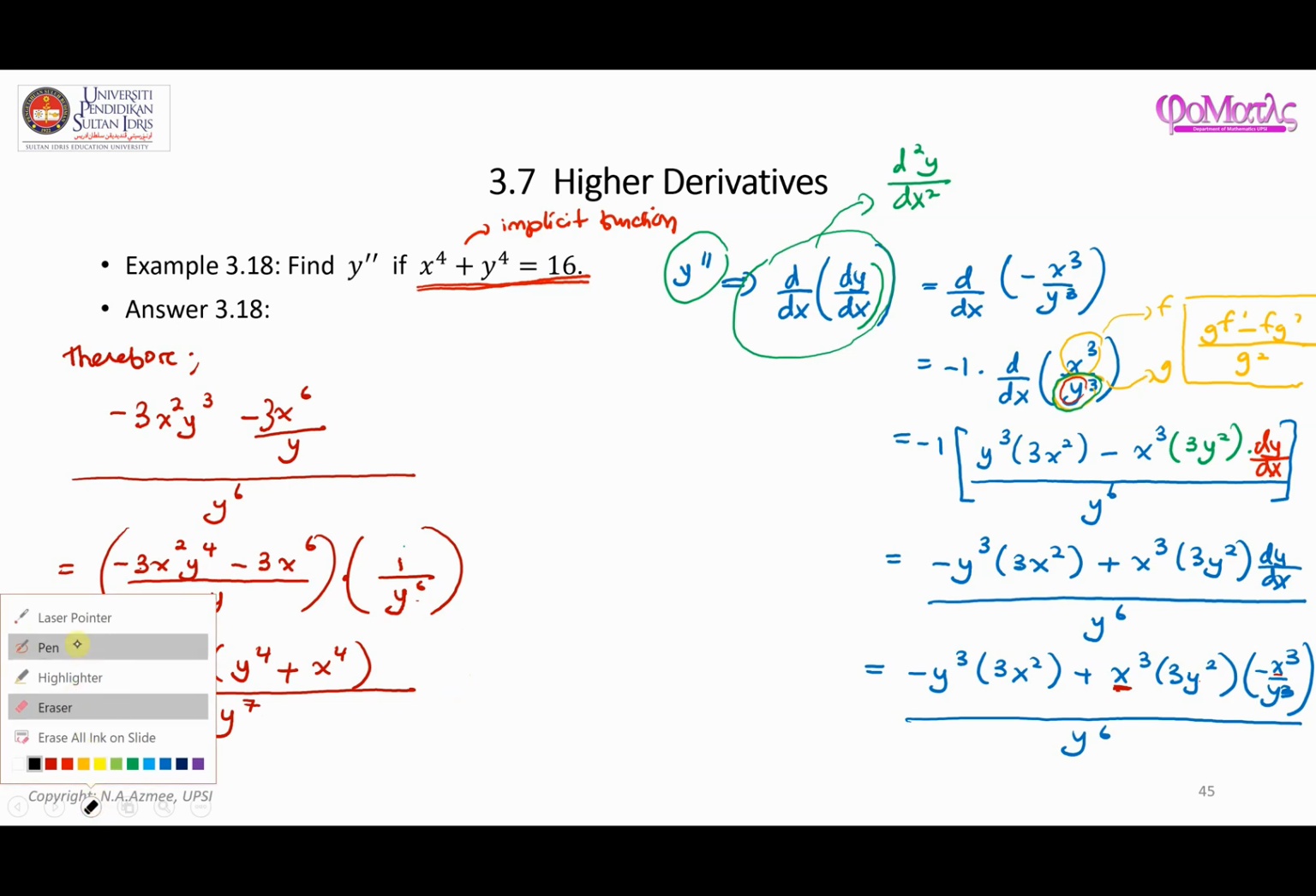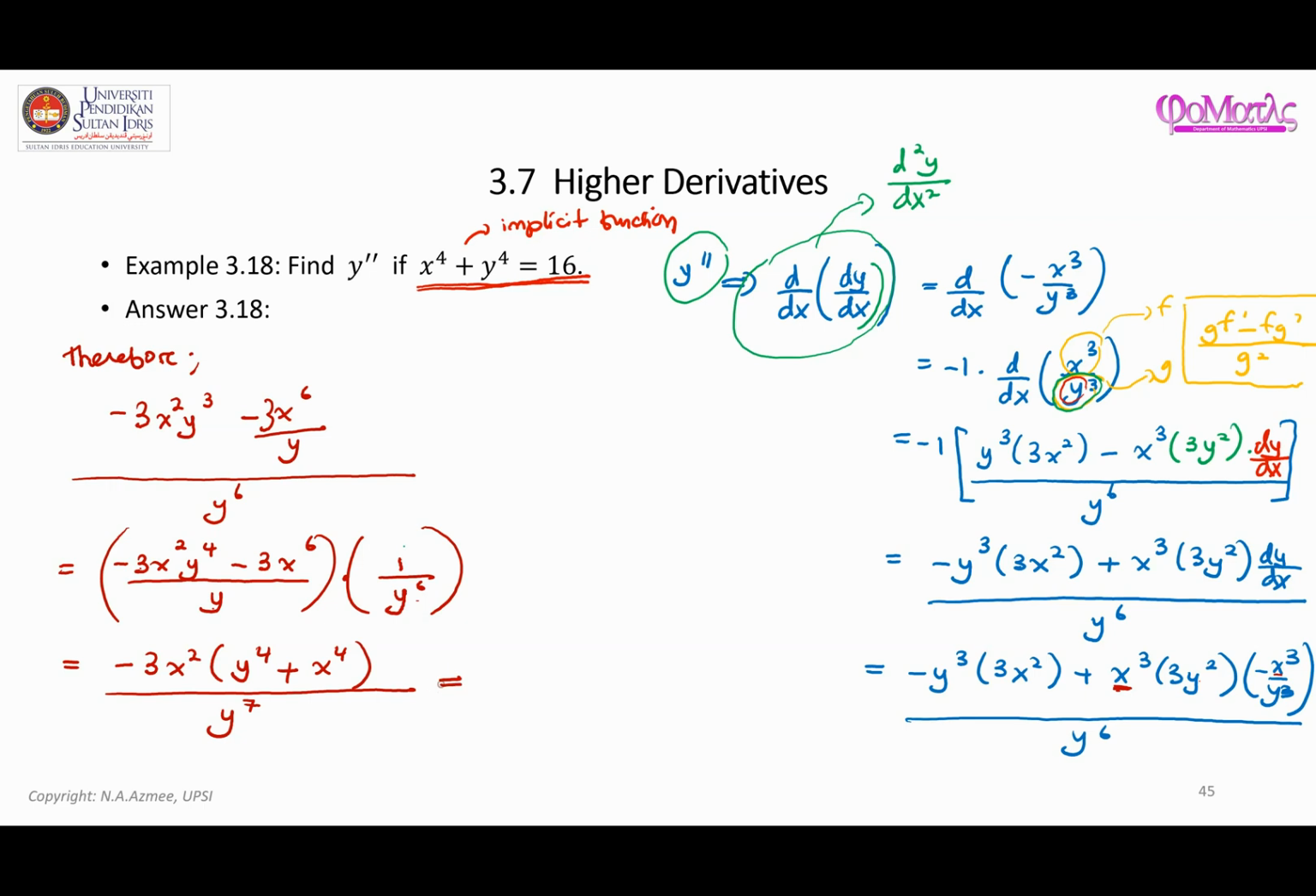Now I hope you can see what's going on here. Now what we can do is replace y to the power of 4 plus x to the power of 4 with this value, which is 16. So here we have negative 3x squared times 16 over y to the power of 7, and this is going to be negative 48 x squared over y to the power of 7. So that's the answer to example 3.18.